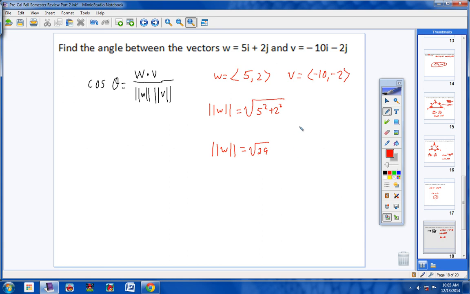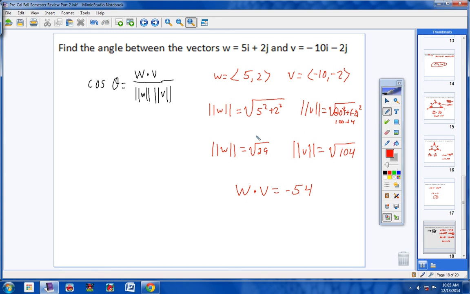25 plus 4. Now very quickly, same thing with V here. 10 squared plus negative 2 squared, negative 10 squared, 2. Either way you get out, doesn't matter. You get out a positive number. So when you square negative 10, you get a 100. When you square negative 2, you get a 4. So the square root of 104. Now what's the dot product? Well, that would be negative 50 and negative 4. Take the first number times the first number, negative 50. Take the second number times the second number, negative 4. Add those together, you get negative 54.